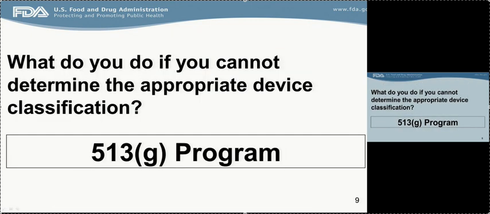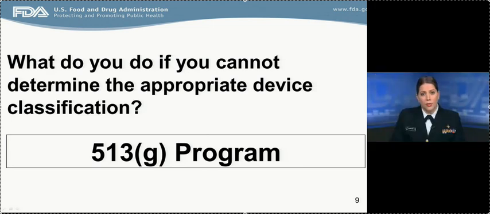So what do you do if you can't determine the appropriate device classification? So you've done your due diligence and you've looked in the product classification database, but you're still unable to determine the appropriate classification for your product. You may want to consider the 513G program. The 513G program is a request for information to the FDA. The FDA will respond by providing you what they think is the appropriate regulatory pathway for your device.